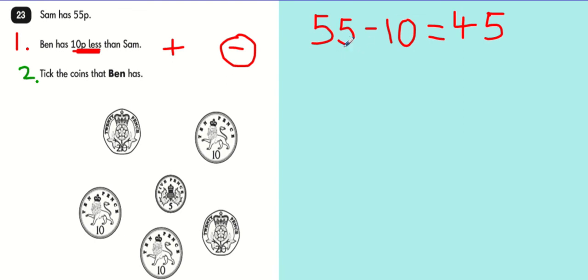What's happened to the ones number? It's stayed the same, hasn't it? I've started with 5 ones and I've still got 5 ones. So we know that Ben has got 45p, don't we? Well done. So the next thing we need to do is look at these coins and try to work out which ones add up to make 45p.